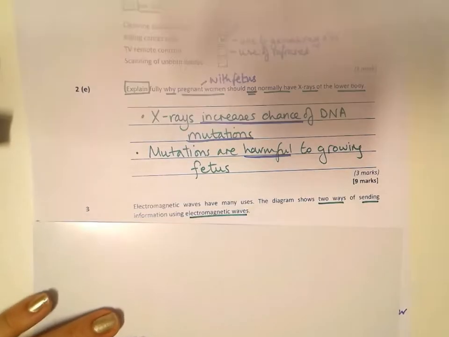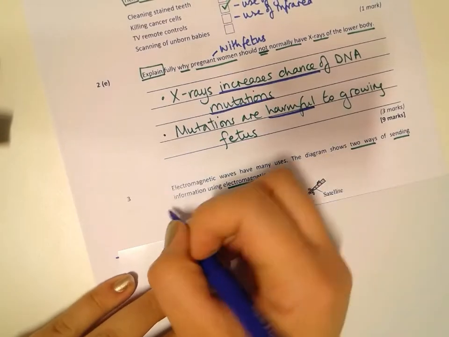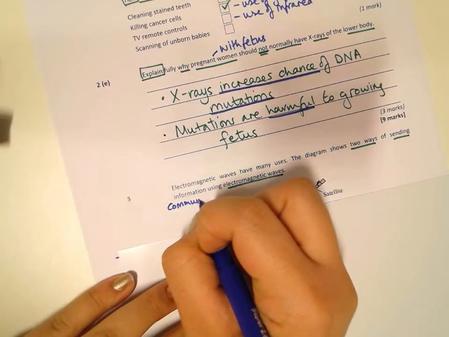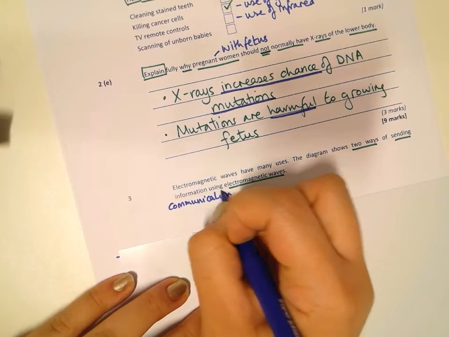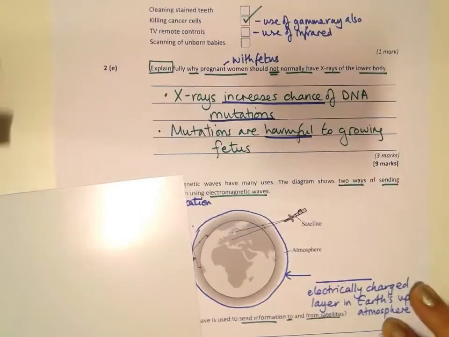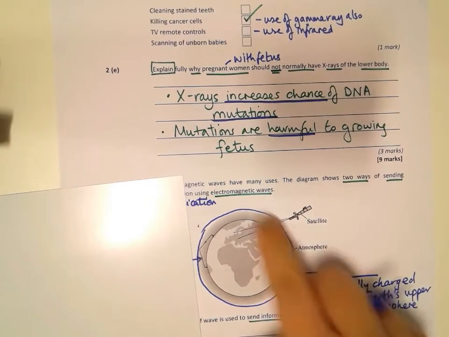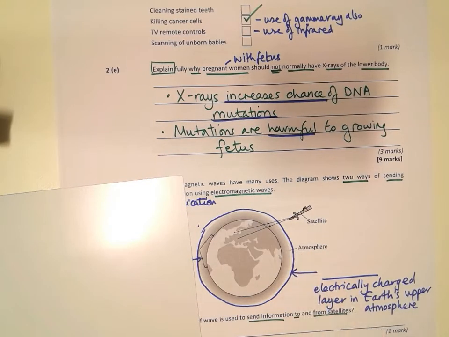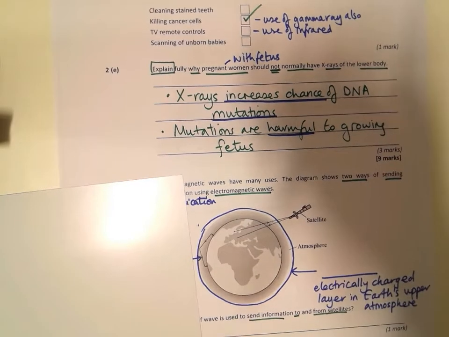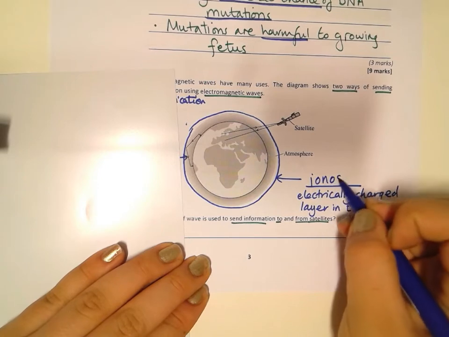Question 3. Electromagnetic waves have many uses. There are 2 ways of sending information in terms of communication using electromagnetic waves. Now here, let me start on this side. I have drawn an extra layer. This is an electrically charged layer in the Earth's upper atmosphere, and this is known as the ionosphere.